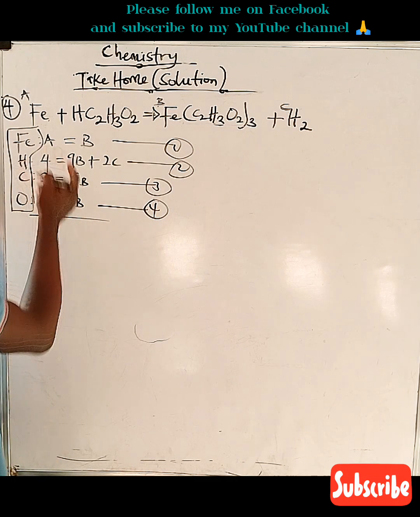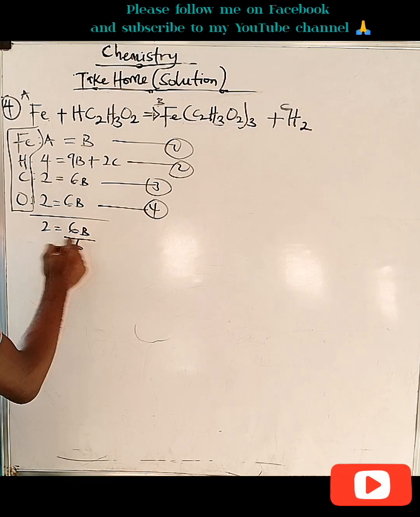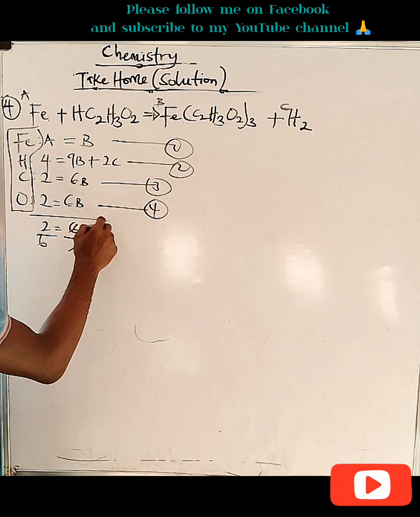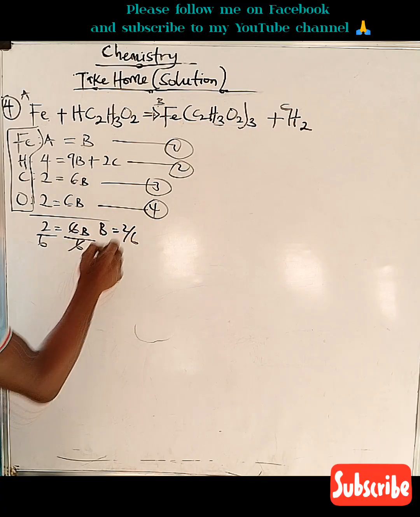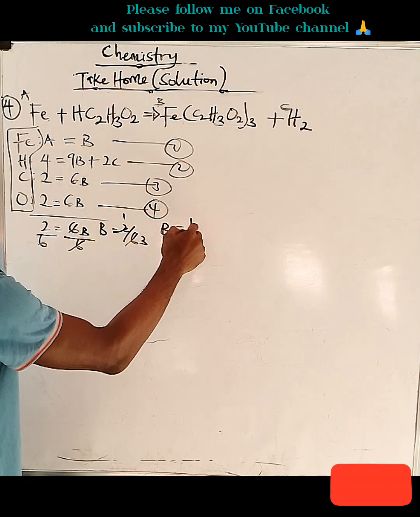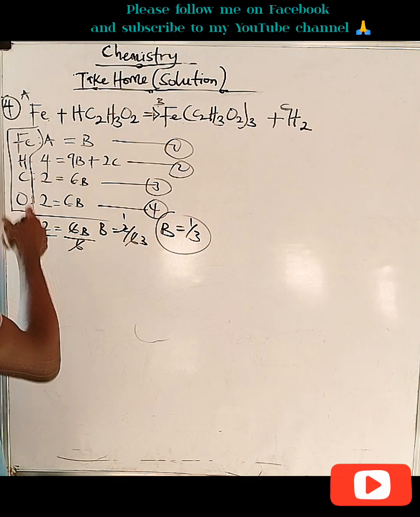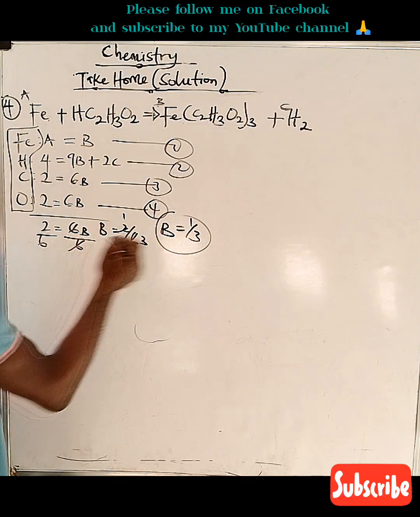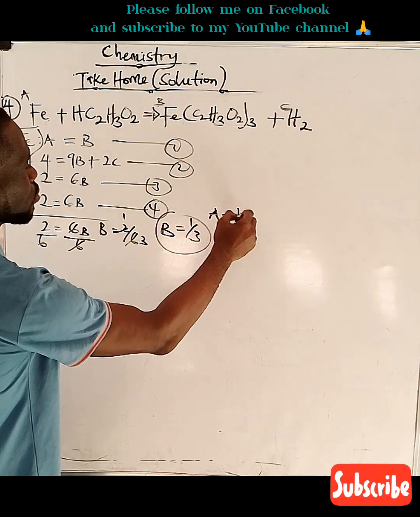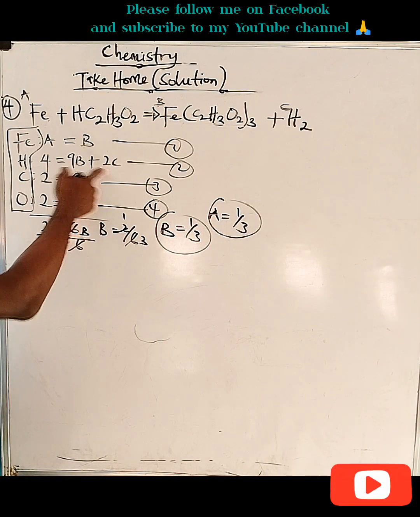As you can see, 2 equals 6B, just very direct. Dividing both sides by 6, B is equal to 2 over 6, and dividing by 2, B is 1 over 3. We've gotten the value of B. Now we're going to get the value of A. A is equal to B, as you can see, so A is equal to 1 over 3. Then we can easily get our C from equation 2.